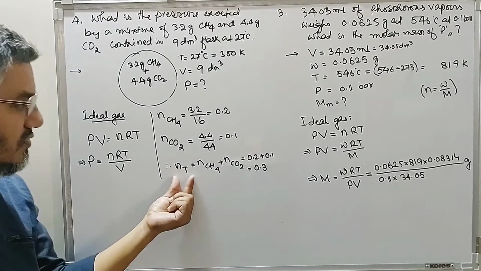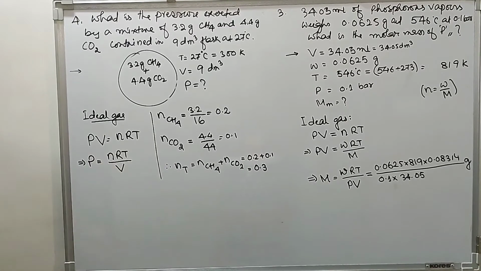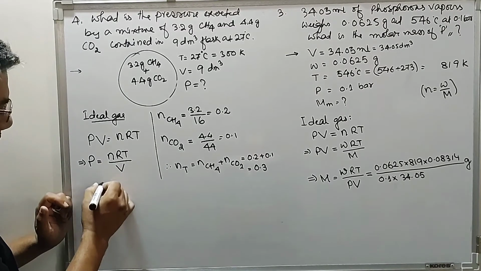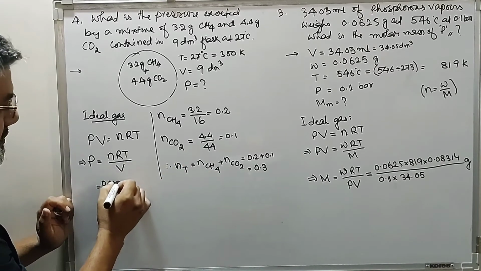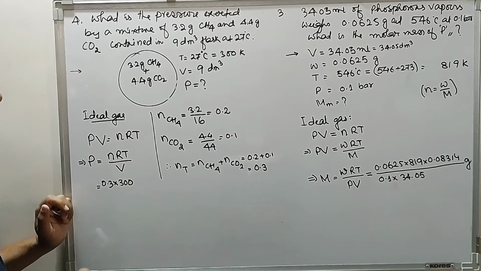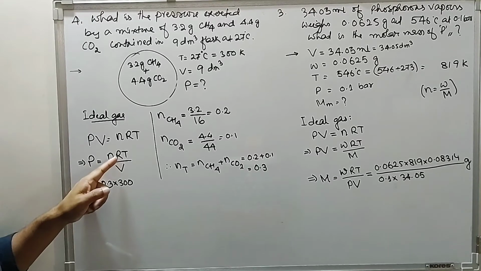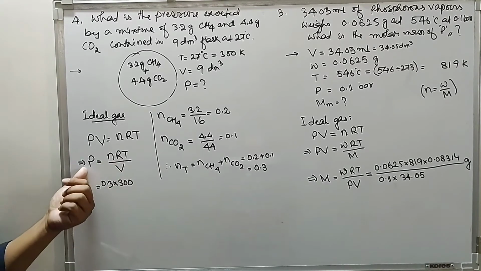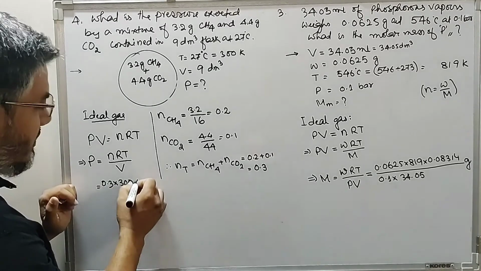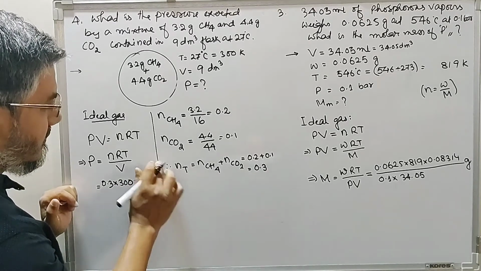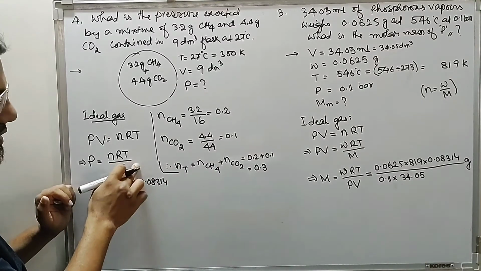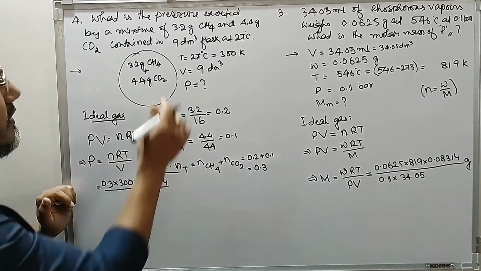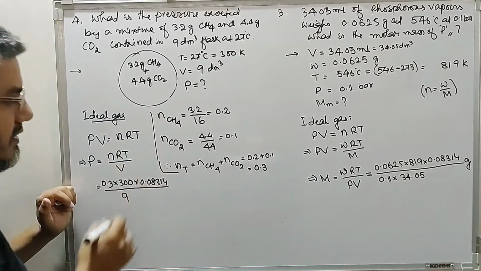This total number of moles is to be used. So this is a very simple calculation. So we have 0.3, temperature is 300 Kelvin. Now volume is in terms of decimeter cube, dm cube. So we can use pressure in terms of bar dm cube. Then pressure comes out in terms of bar. So R is 0.08314 bar dm cube per Kelvin per mole, divided by 9 dm cube.